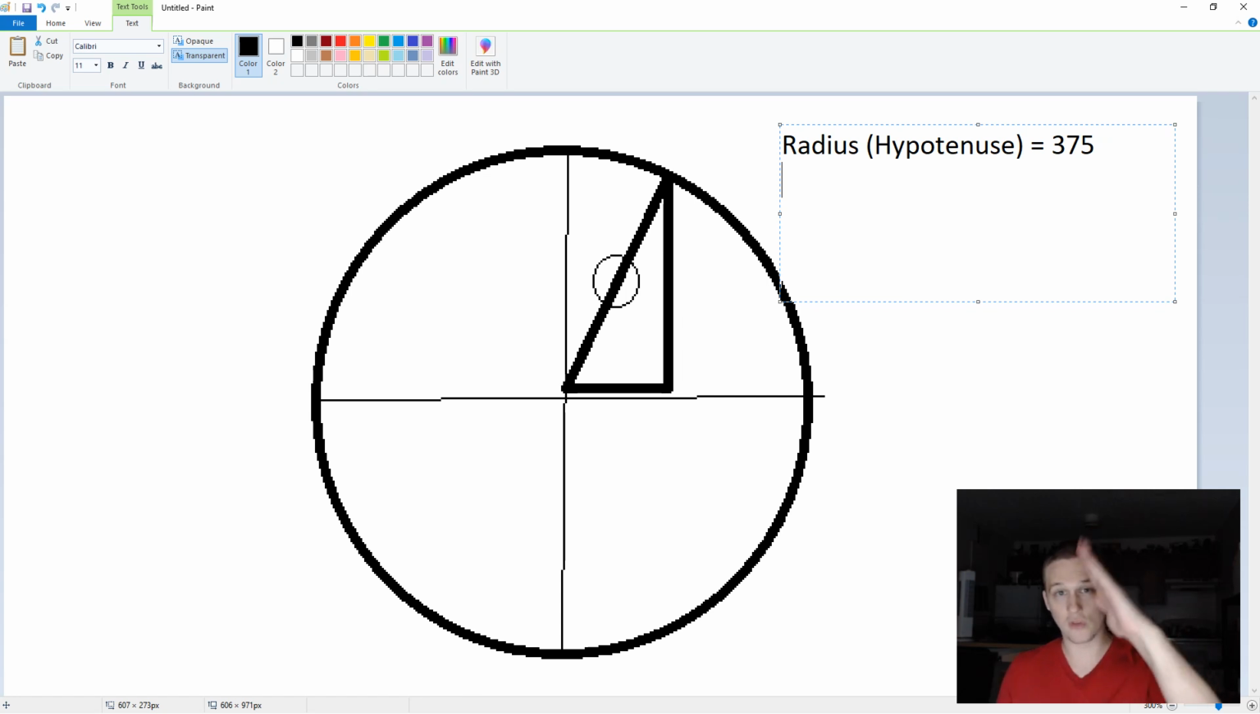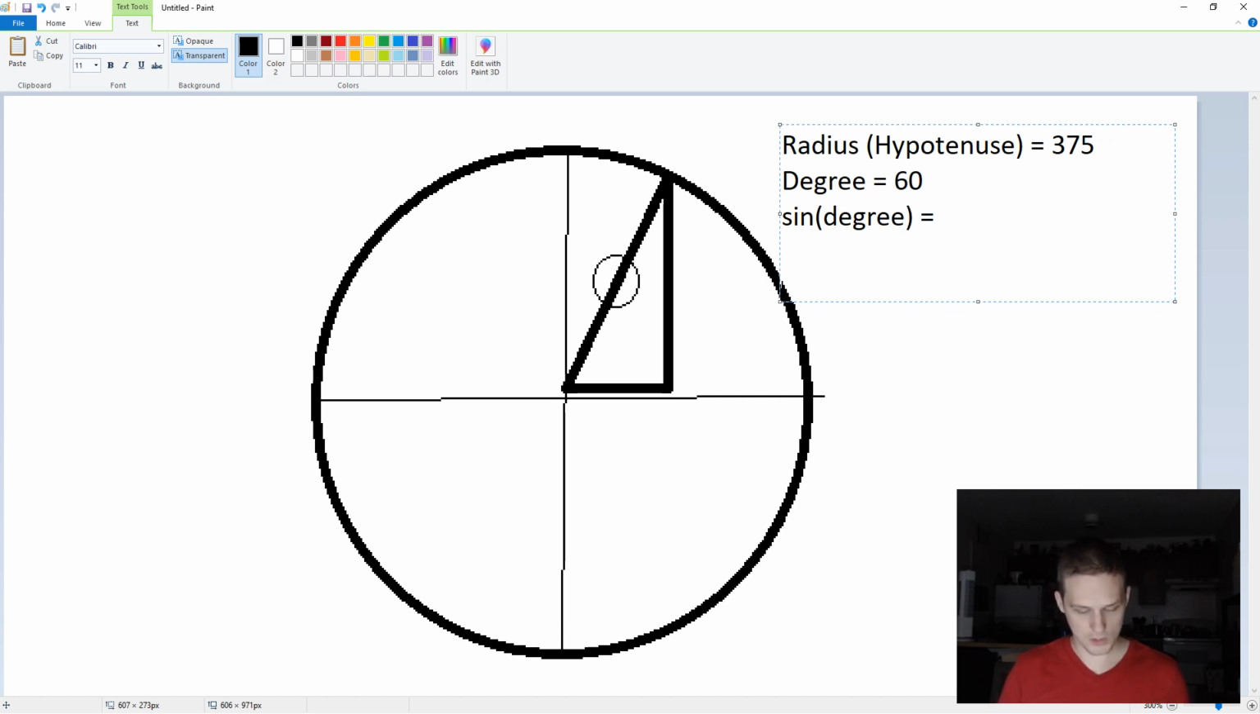The hypotenuse, the radius, regardless of what degree we have, is a constant. It will not change unless we change the size of the circle, which we're not. So the degree we're going for is 60, just 60 degrees. We're going to use sine. So sine, let's put x, equals opposite divided by hypotenuse.